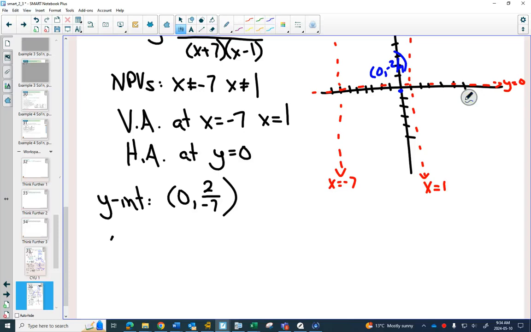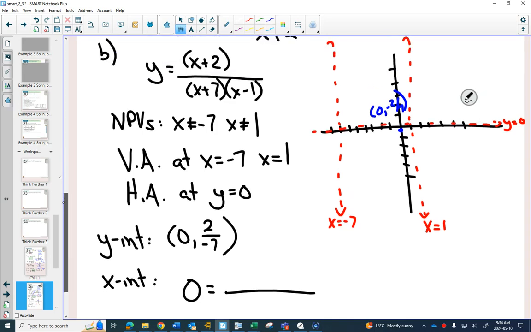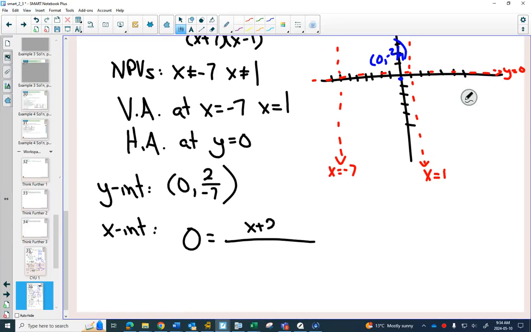X-intercept. If I plug in 0 for y and I write out my factored form, which had x plus 2 on the top, and x plus 7, x minus 1 on the bottom, again, I can multiply to get rid of that bottom. I'm really only trying to find when is the numerator equal to 0. And in this case, it's pretty easy to see. I'm going to have an x-intercept at -2 comma 0. So now this feels a little bit weird. That's okay.